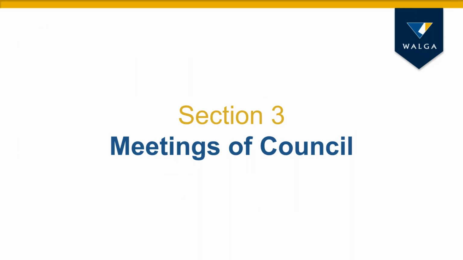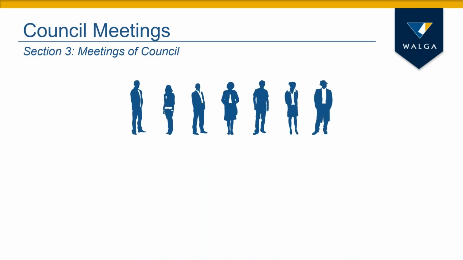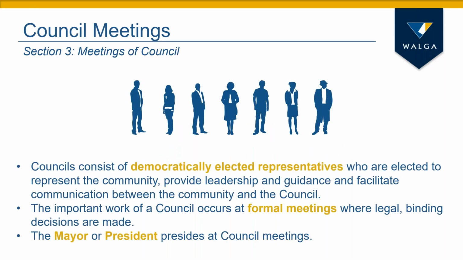We will now look at meetings of council, the rules associated with meetings, how decisions are made, and behaviours at council meetings. Councils consist of democratically elected representatives who represent the community, provide leadership and guidance, and facilitate communication between the community and the council. The important work of a council occurs at formal meetings where legal binding decisions are made. As we have seen before, the Mayor or President presides at council meetings.